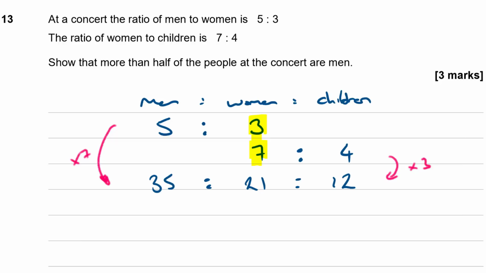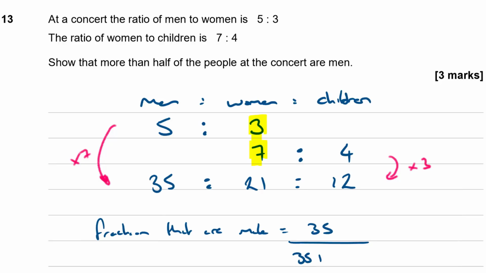So the fraction that are male is going to be my 35 over my three numbers added together, 35 plus 21 plus 12, which is 68.